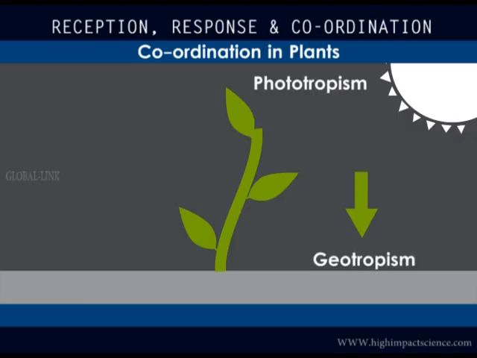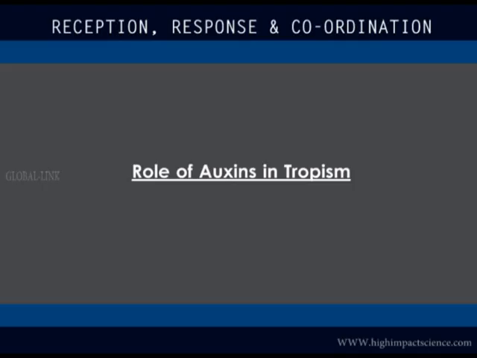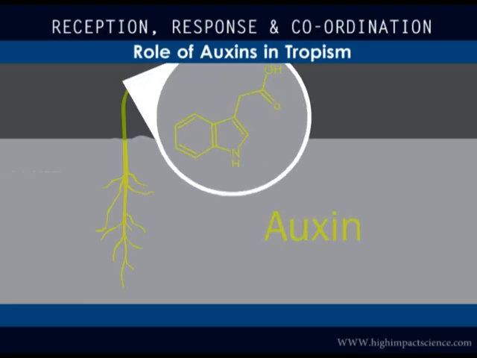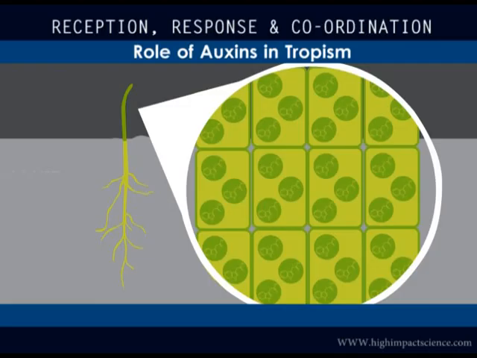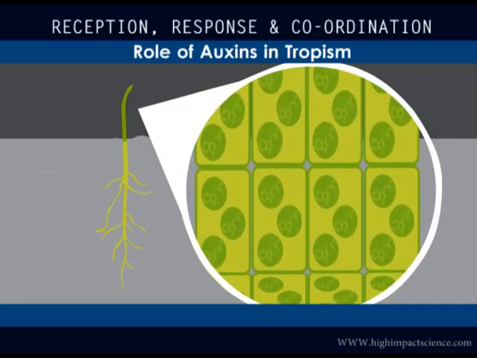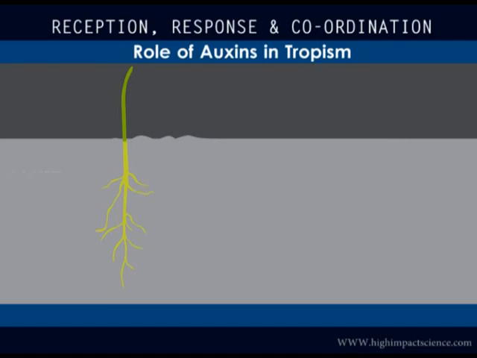Plants' growth is controlled by hormones, which include auxins, gibberellins, cytokinins, and florigen. The role of auxins in tropism: having been made in the tips of the stems and roots, auxin is moved in solution by diffusion to all parts of the plant. In the stem, auxin causes the cells to elongate by absorbing more water due to increased elasticity. The effects are opposite in the roots, where cells grow less.